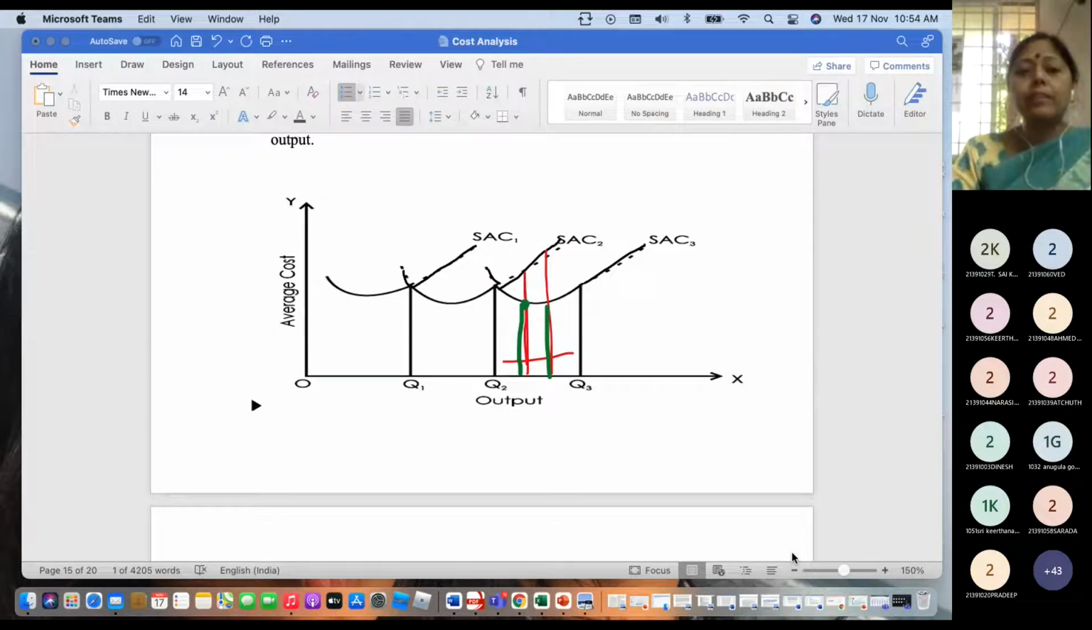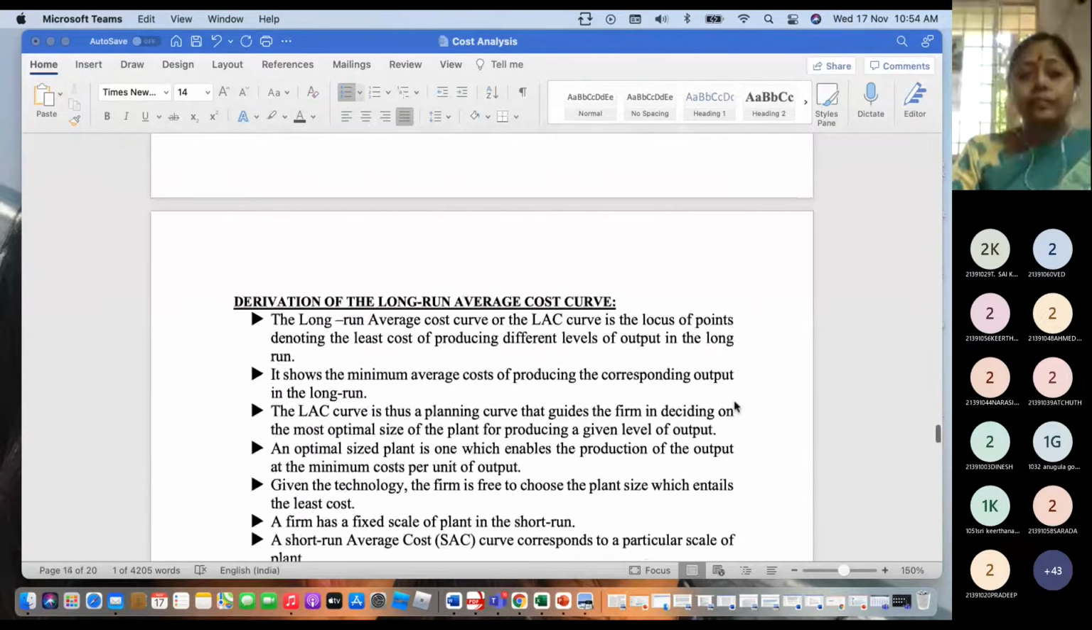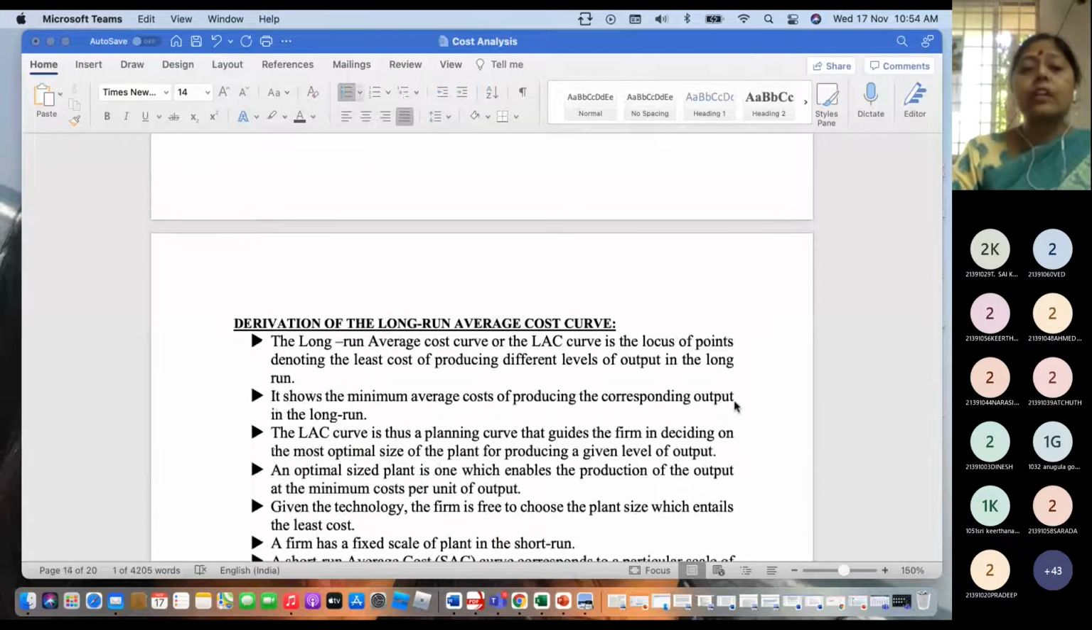Yes, students, so in the previous class, we had started with the topic on the derivation of the long run average cost curve. When you talk about the long run average cost curve, automatically it relates to the long run production function. In the long run, if the producer is going to increase his level of output, he can do so by increasing all the factors of production, which means that all the factors of production are variable in nature.